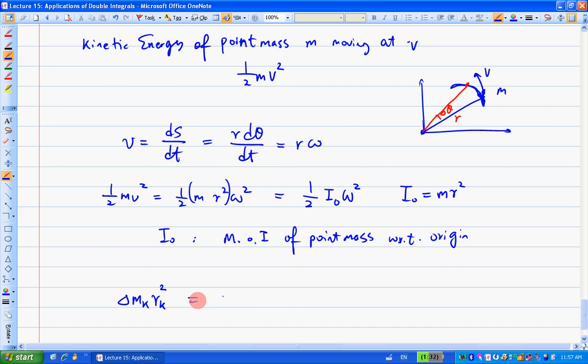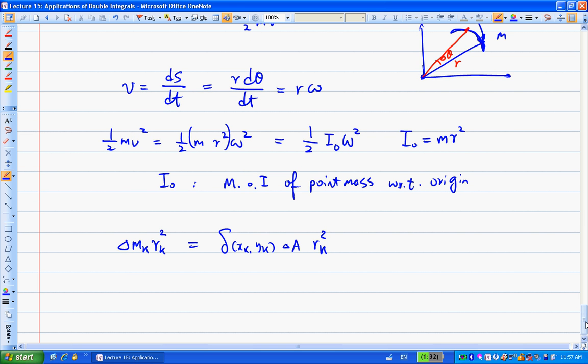This delta m, if I know the density, is basically delta x_k y_k multiplied by delta A, multiplied by r_k squared. That's this guy here. And what do we do? We add them up to n. We let n go to infinity. Then this summation becomes a double integral. As n goes to infinity, you get a double integral here.